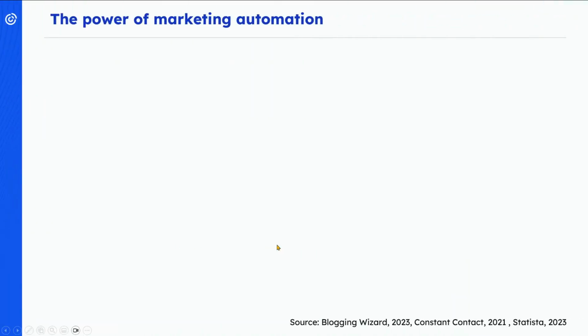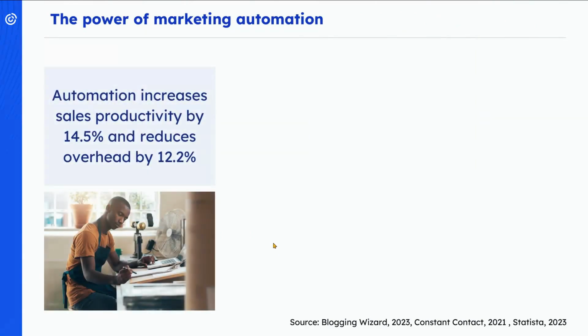And then from there, the power of automation marketing, one of the main reasons why people look for this is that it increases productivity and reduces overhead. And that kind of makes sense. If the emails are going out on their own and you don't have to log in or do anything for it, it means you can be doing something else with that time that you've saved.